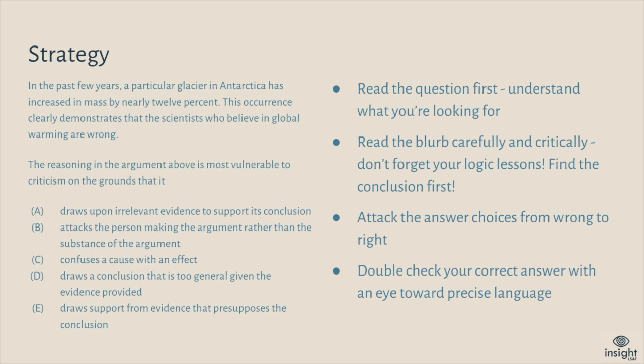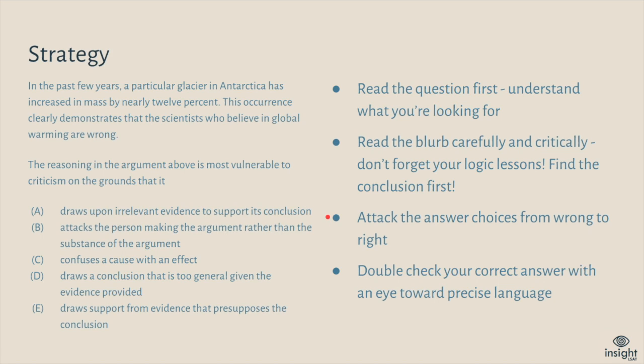Once you read a blurb, you should be able to find the conclusion because just like we did in lesson 2, it's going to enable you to understand the way the rest of the text relates to the conclusion, relates to the argument. So, second point, read the blurb carefully and critically, thinking about logic.